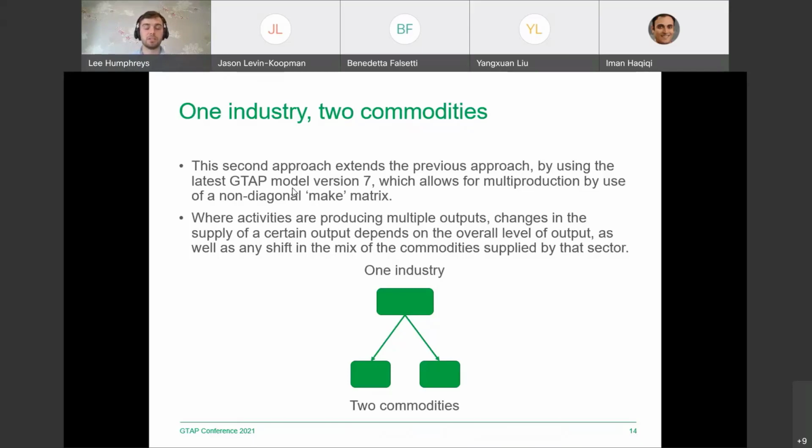So you can have one activity producing several commodities, this one industry, two commodity approach. And when we do have this happening, we have an elasticity of transformation, which works between the two outputs. So where activities produce multiple outputs, the change in supply of a certain output depends not only on the overall level of output in the sector, but also on any shift in the mix of commodities supplied by that sector. And this is where this approach differs.